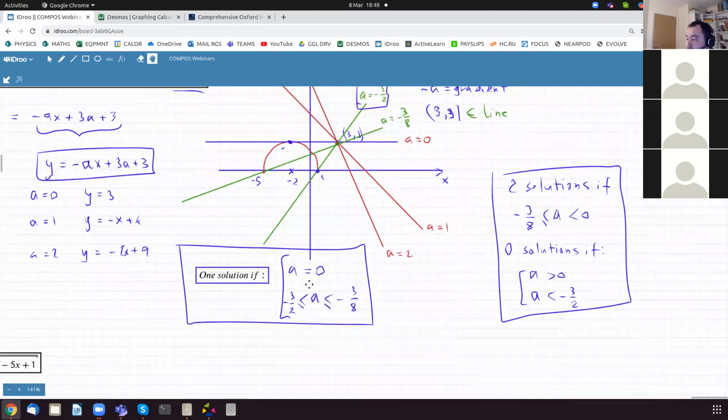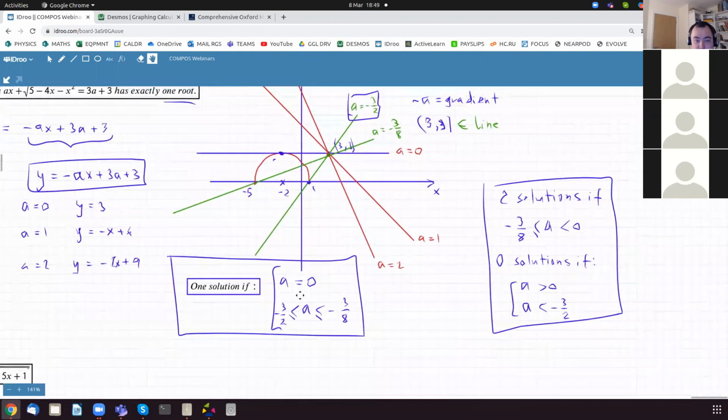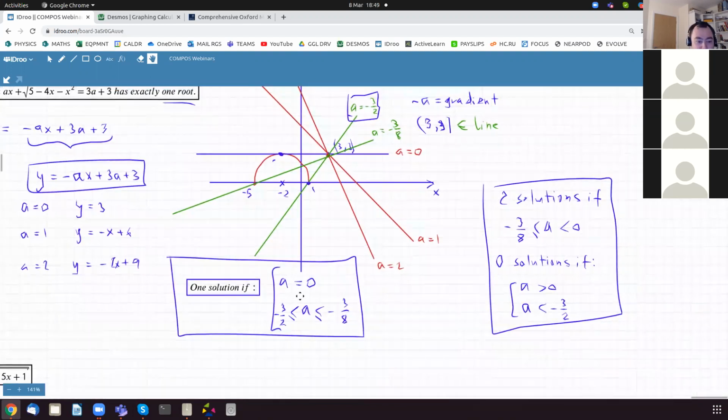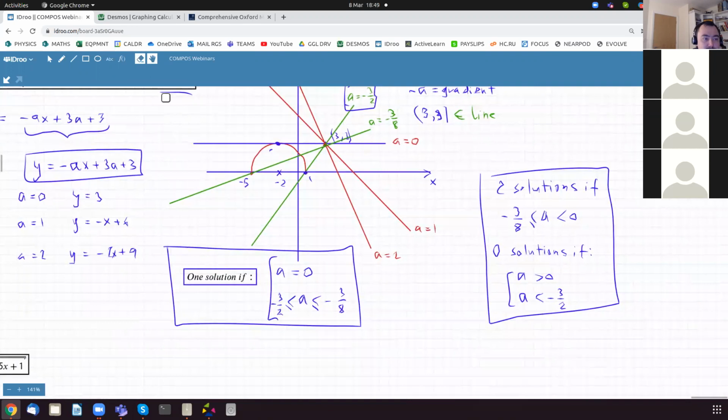Why could a be equal to... No, it can't. I'm sorry, my bad. It has two solutions if a is between minus 3/8 and 0.